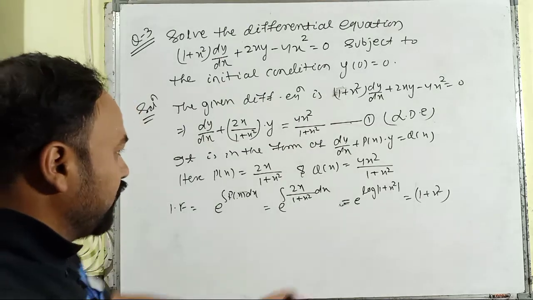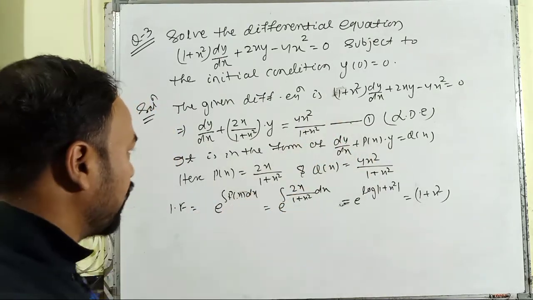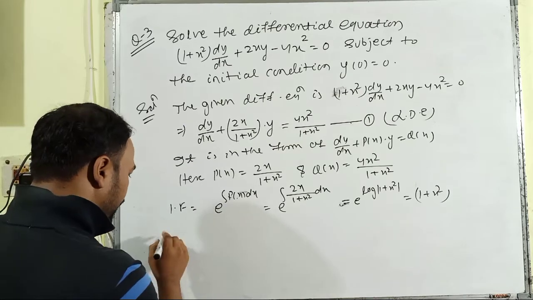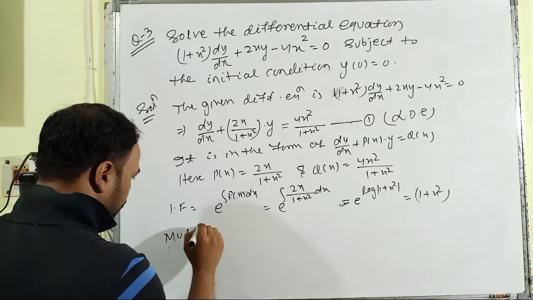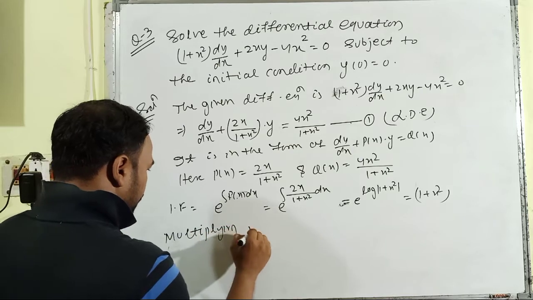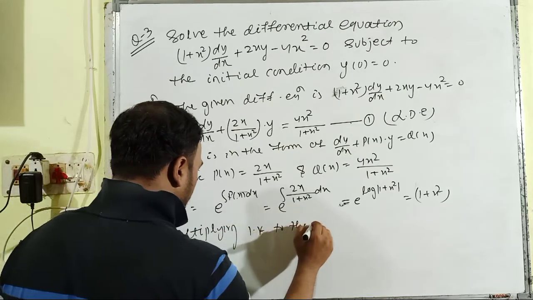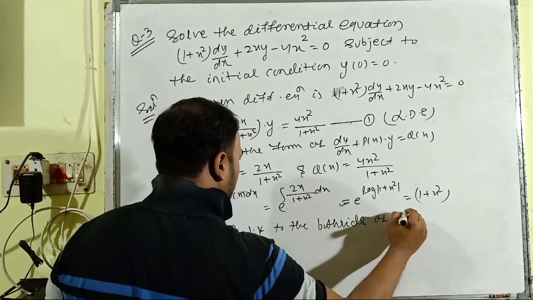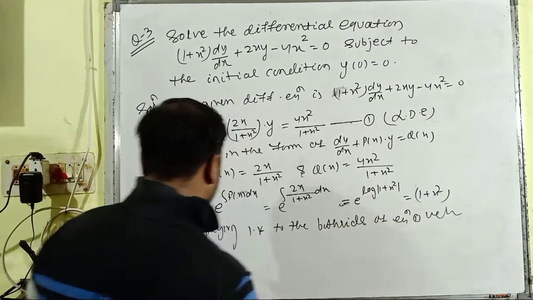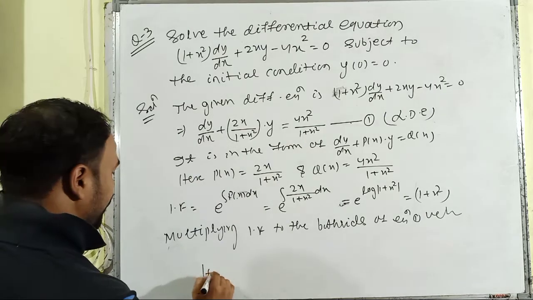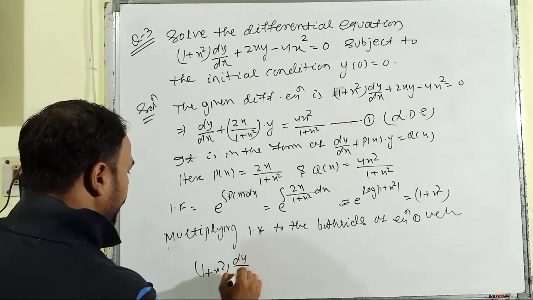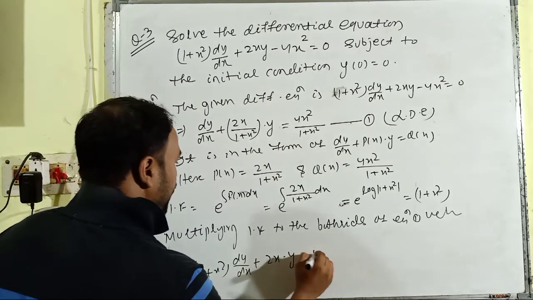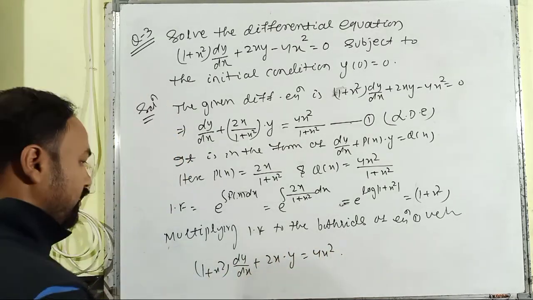Then just multiplying this integrating factor to both sides of equation number 1, we have 1 plus x square dy upon dx, plus 2x multiplied with y, then it will be 4x square.